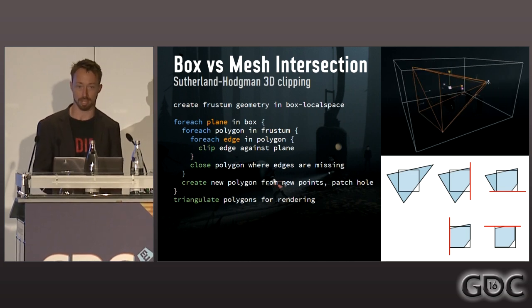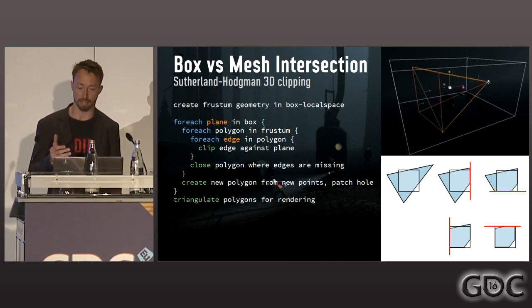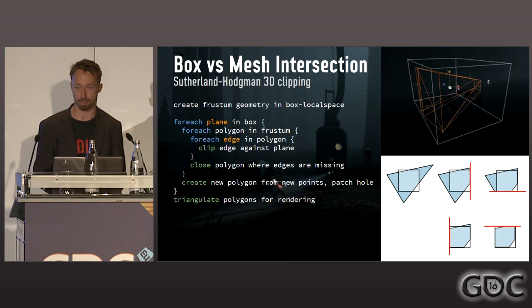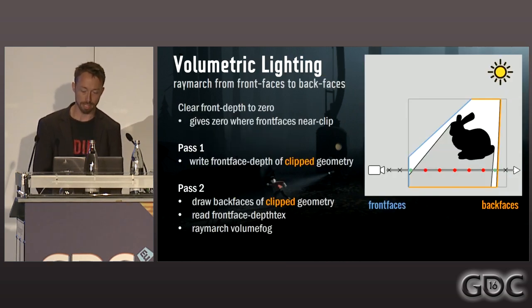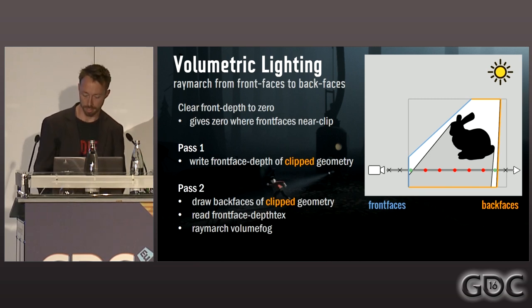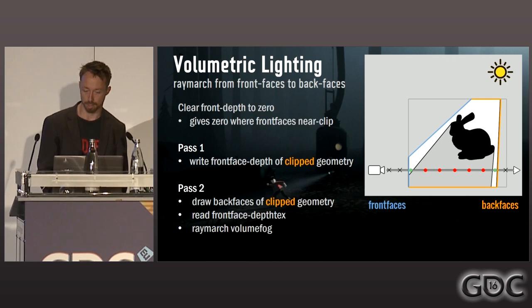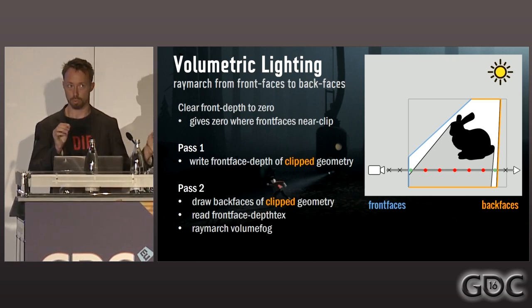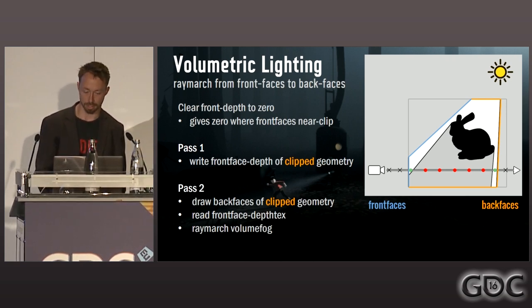That boils down to just clipping the light frustum with each plane and then patching up the holes. So we have this 2-pass algorithm where first we write out the front faces of the clipped geometry, and then afterwards we render the back faces, and then we sample the front face depth, and then we have the front and back points that we sample in between those two. And that gives us an optimal range that we need to sample in.